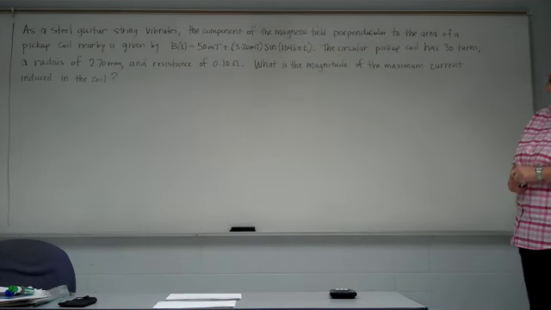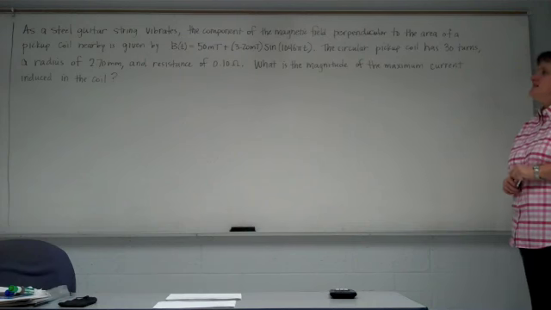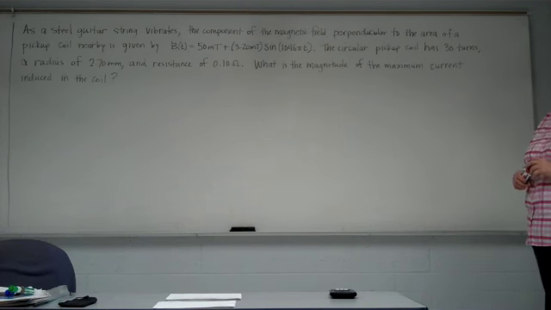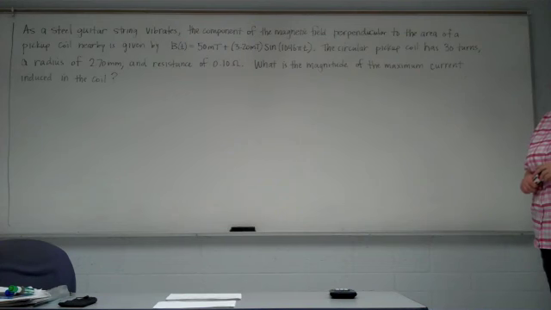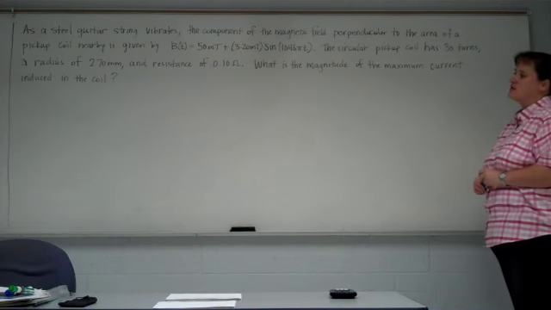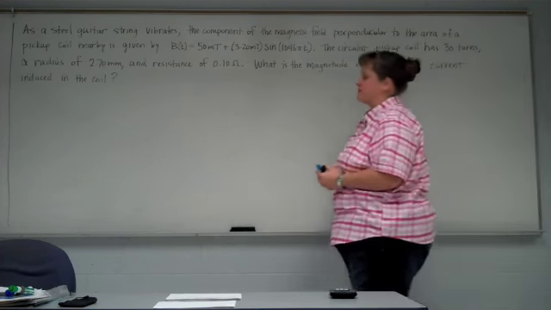So we have a steel guitar string vibrating. It has a little magnet in it. The component of the magnetic field perpendicular to the area of a pickup coil nearby is given by that equation. The circular pickup coil has 30 turns, a radius of 2.7 millimeters, and a resistance of 0.1 ohms. What is the magnitude of the maximum current induced in the coil?